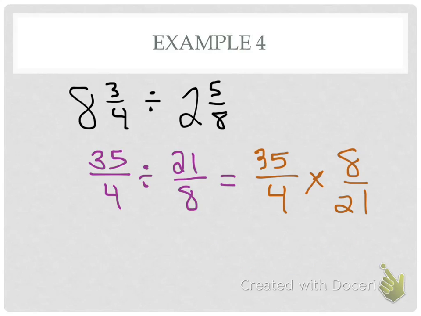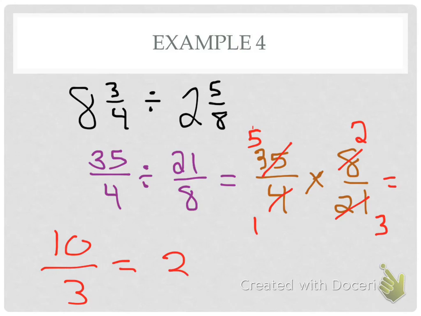All right, so now we can cross-reduce if possible. The 35 and the 21 can be reduced by 7, and the 4 and the 8 can be reduced by 4. 5 times 2 is 10. 1 times 3 is 3. Change it to a mixed number, and you get 3 1/3.